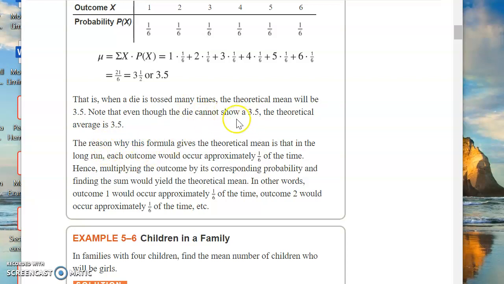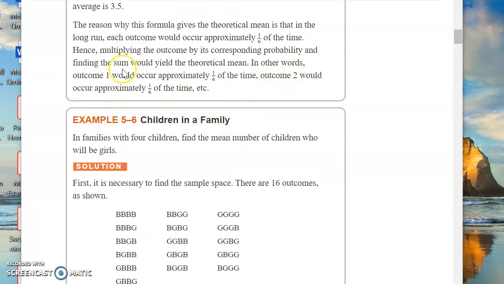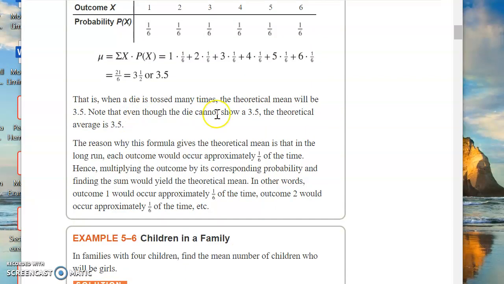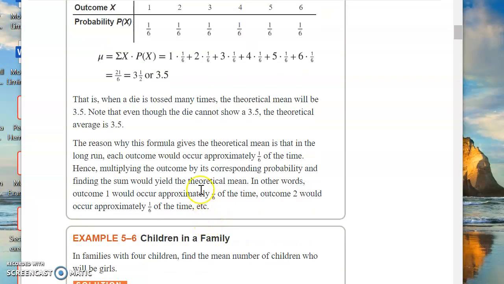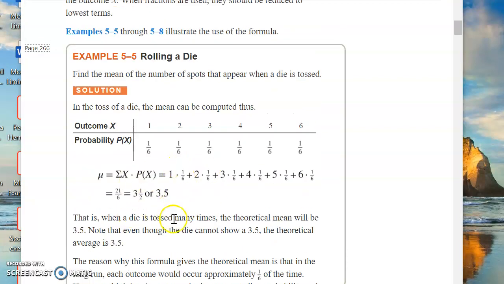As the book says here, the reason this formula gives the theoretical mean is that in the long run, each of these outcomes would occur 1/6 of the time, etc. Okay, so I'll let you read that. Now, the distinction here is this is a theoretical mean because we're not really doing the experiment. We're not really throwing the die. I can tell you, this is a very common fallacy in Las Vegas. People who are gambling think that the dice have some sort of memory, that they will distribute themselves according to this distribution.